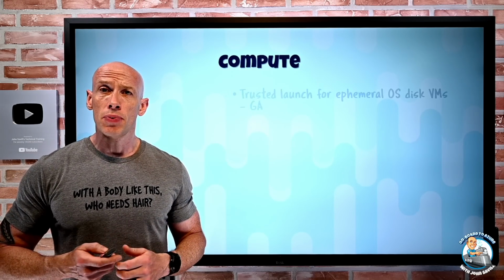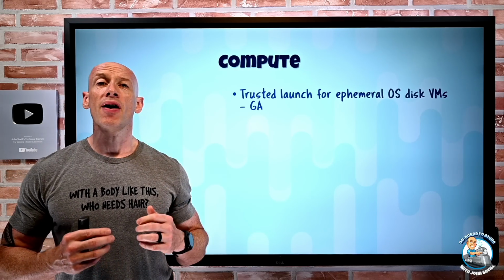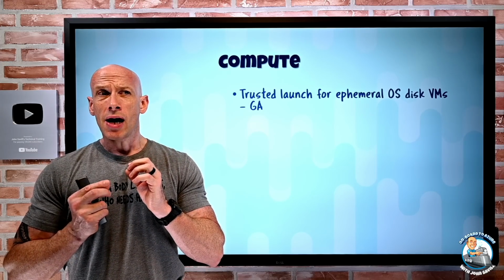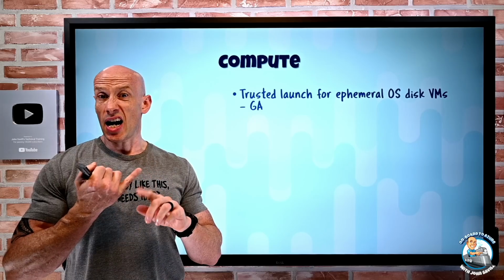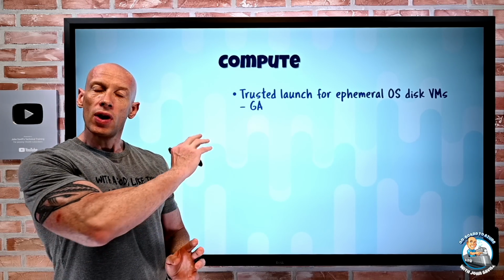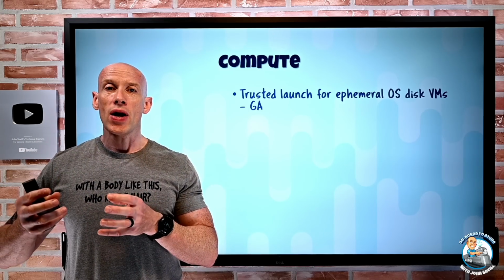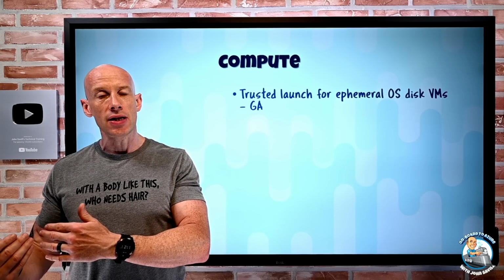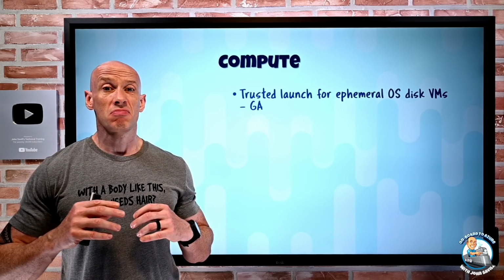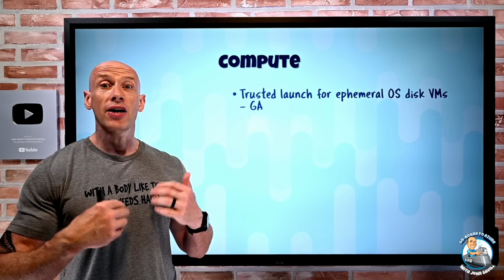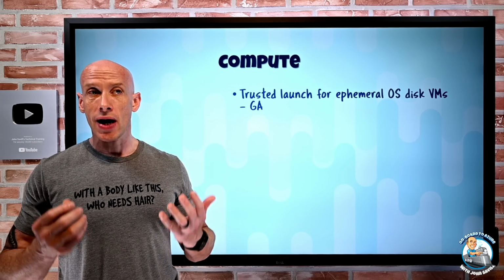On to what's new on the compute side. So trusted launch for ephemeral OS disk VMs. Remember, ephemeral OS disks are where there's a certain amount of local storage on the host where the VM runs. This is used for caching, it's used for the temp disk. When I use the ephemeral OS disk, it uses that space to actually store the OS disk for the VM instead of something like a managed disk, obviously that normally would cost me money. If I have a virtual machine whose OS state I don't care about at all, and I can just recreate that every time, using that ephemeral OS disk is very attractive.